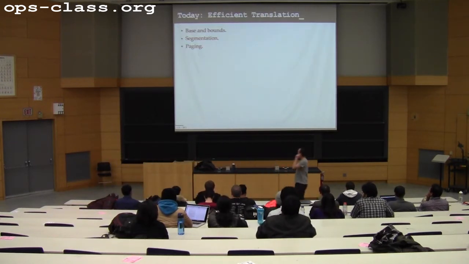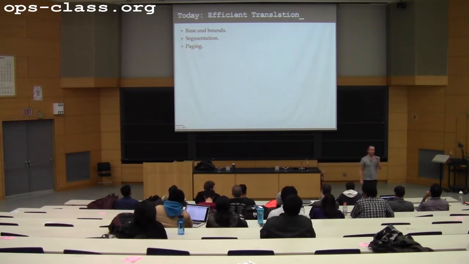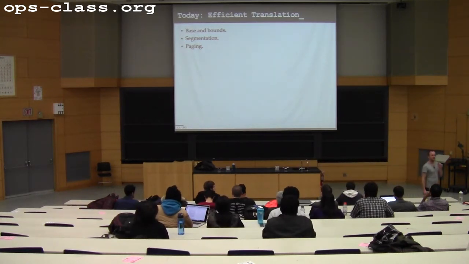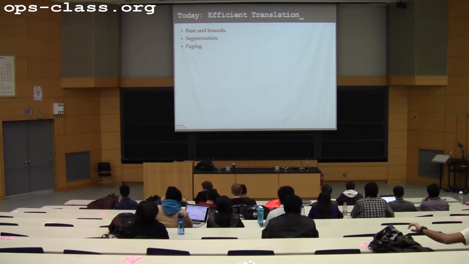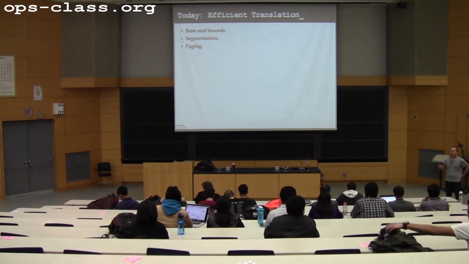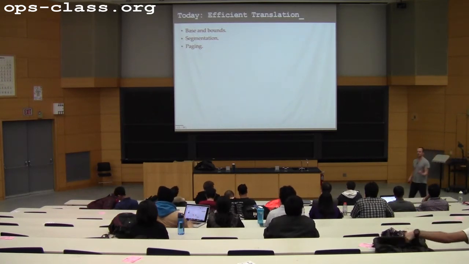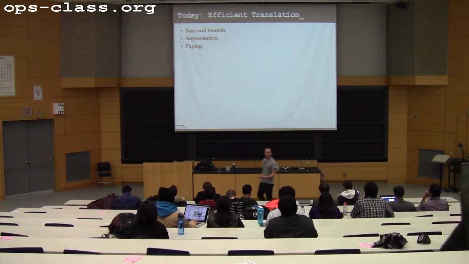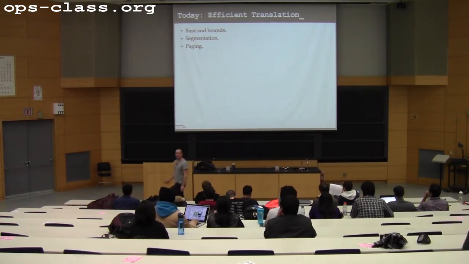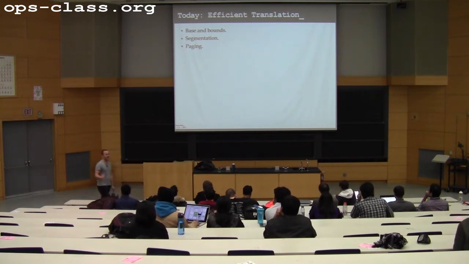So today we're going to talk about different ways to translate virtual addresses to physical addresses. Last time we decided that this was a good idea, but we didn't know how we were going to do it. So today we'll talk about multiple different approaches, and we'll look at pros and cons of each. We're driven by a couple of design goals, most importantly being able to do this fast, because this is going to happen a lot.